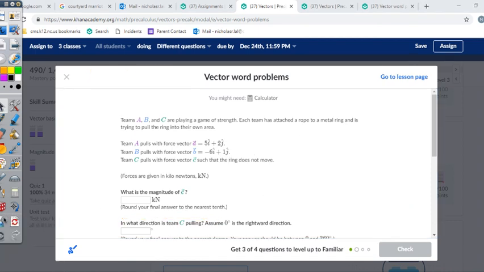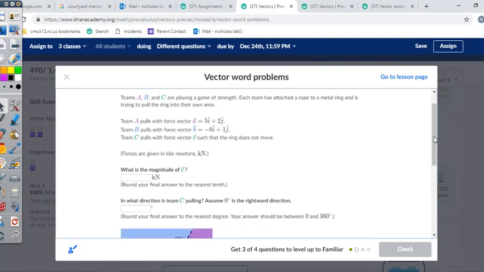Clearing annotations. All right, teams A, B, and C are playing a game of strength. Test your might. Mortal Kombat. Each team has attached a rope to a metal ring and is trying to pull the ring in their own area. Team A pulls with force vector A, 5i plus 2j. Team B pulls with force vector B, -6i, 1j. And Team C pulls with the force vector such that the ring does not move.